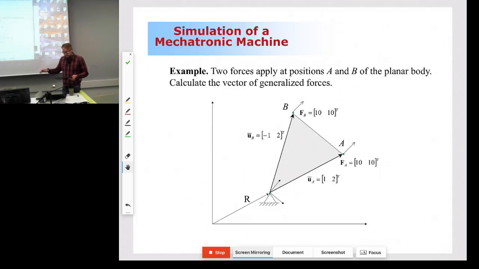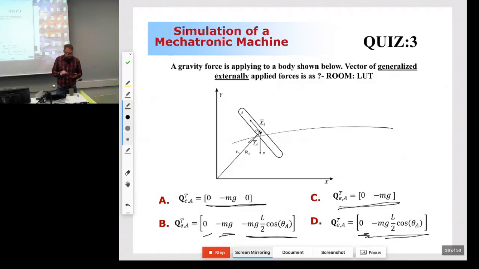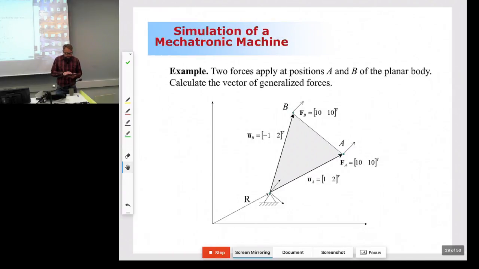My next example is a triangular shaped body. The body reference coordinate system is located in one corner of the triangular shaped body, with two forces applying in the other two corners.